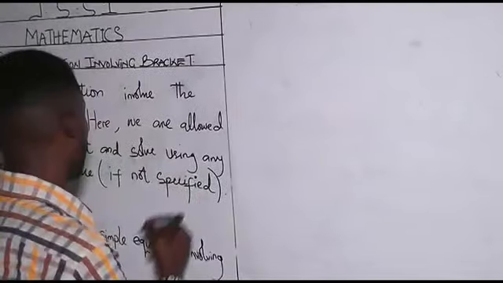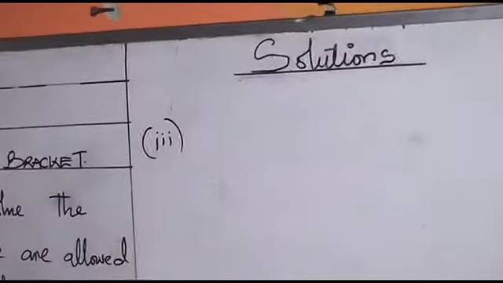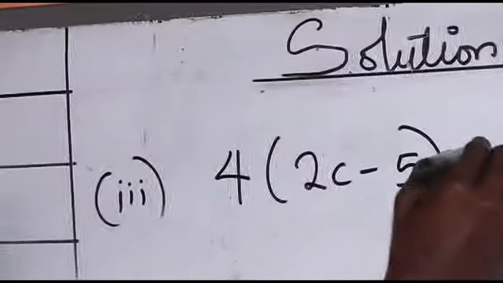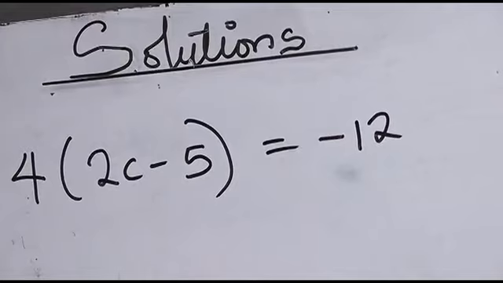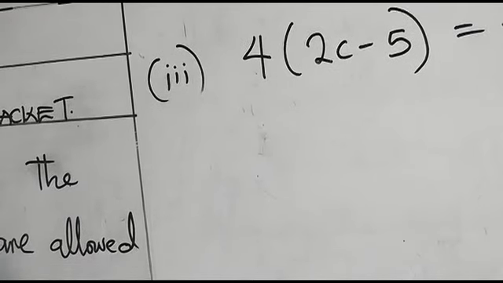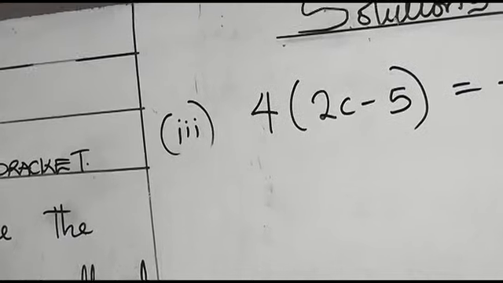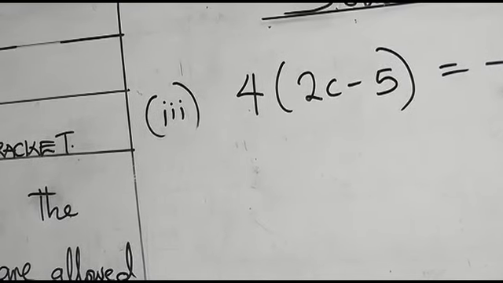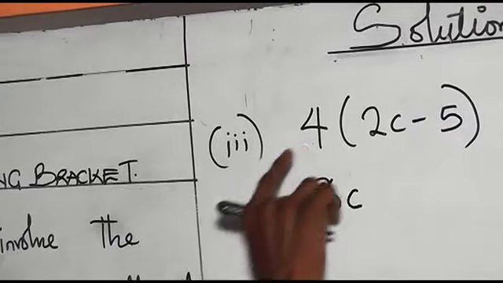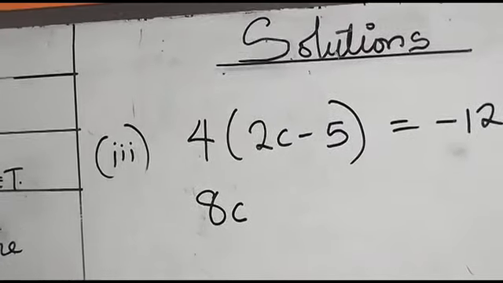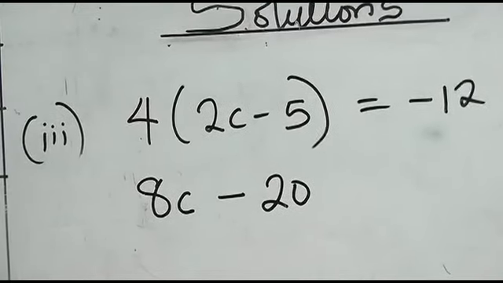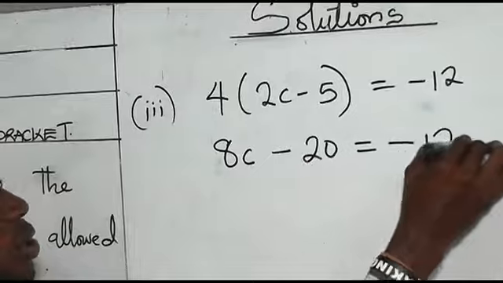Alright, students. The number 3 example we have here is this. We have 4 into brackets 2c minus 5 is equal to minus 12. So here we are meant to obtain the value of c. Like earlier discussed, the first thing we do on the left hand side of the equation is to expand the bracket. So we have 4 times 2c gives us 8c, minus 4 times 5 is 20, is equal to minus 12.